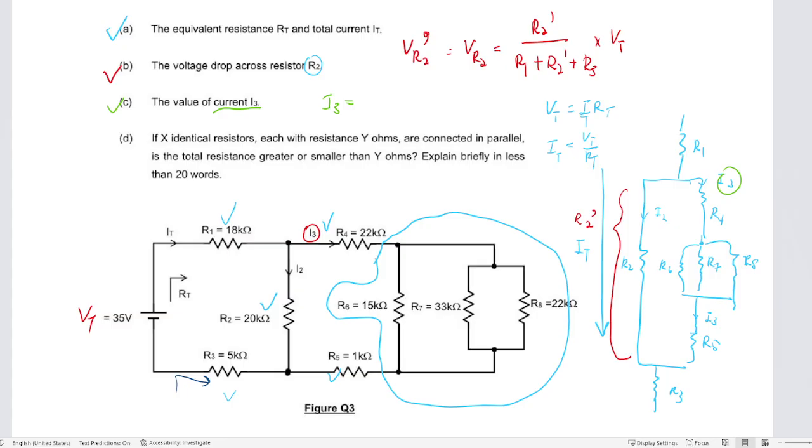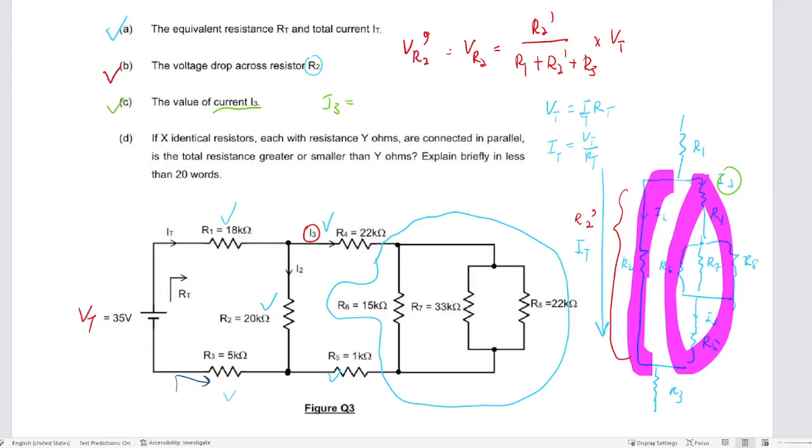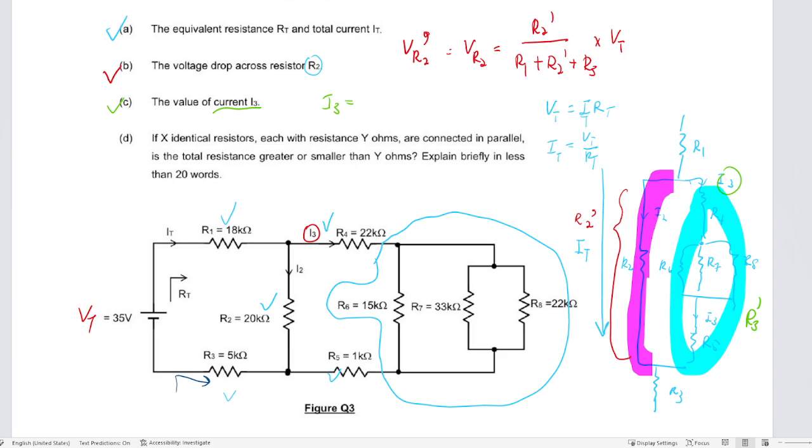For I3, you need to get the opposite branch, which is this R2 here, over R2 plus this. Let me get another color, should I put in blue? Yeah, this blue color portion here. So I call this R3 prime. You need to find R3 prime.